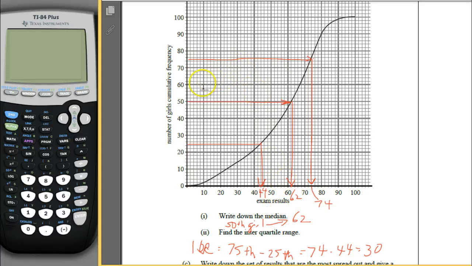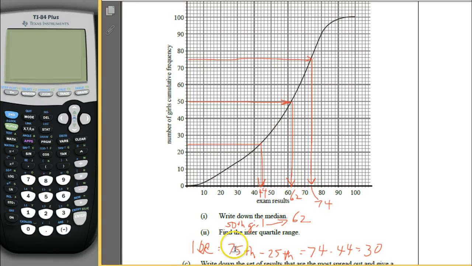So the median would be the score for the 50th female student. So you start with 50, and then you draw a line to the right until you get to the curve, and then you go down, and we get about 62. So the median, which corresponds to the 50th student, is 62.